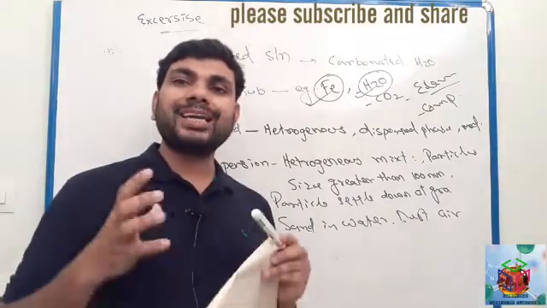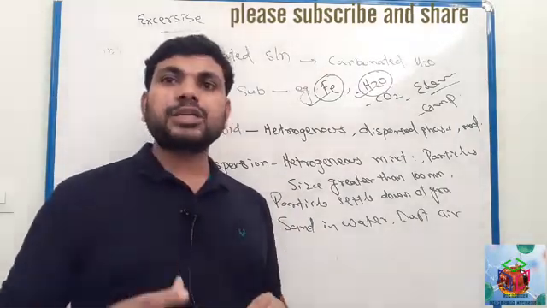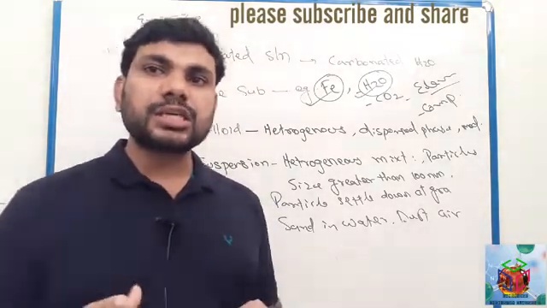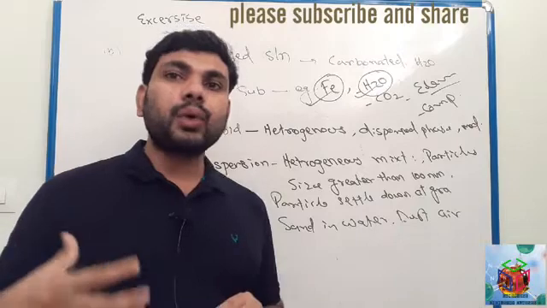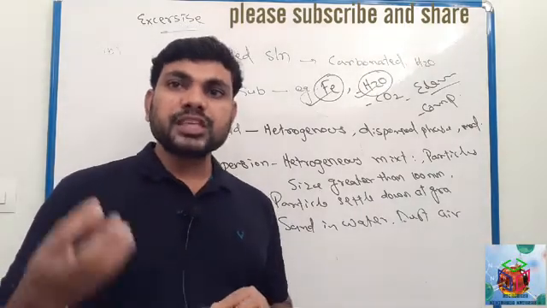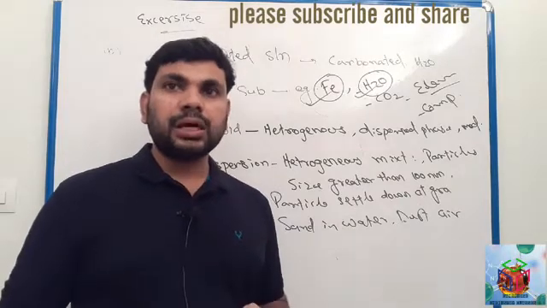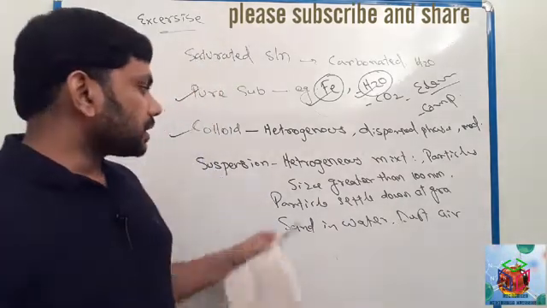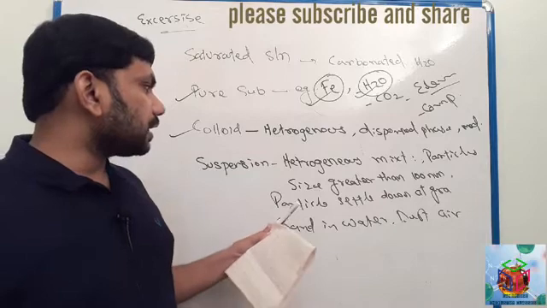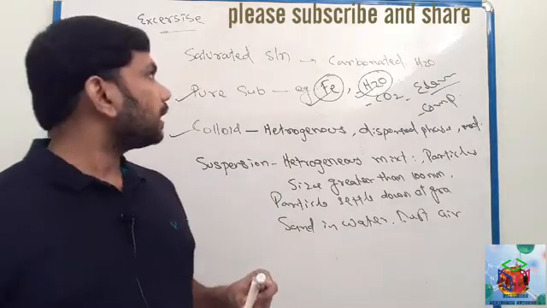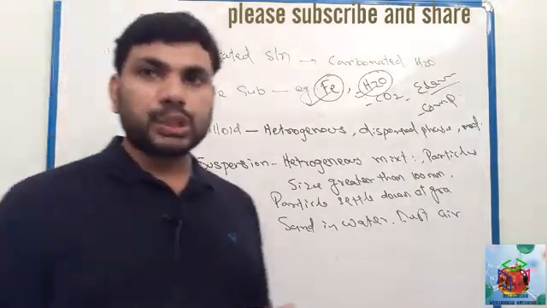Suspensions are also heterogeneous mixtures. The particle size of suspensions is bigger, more than 100 nanometer. These particles will settle down under gravitational force. So these are the things we have to understand here: suspension, colloid, pure substance and saturated solution.